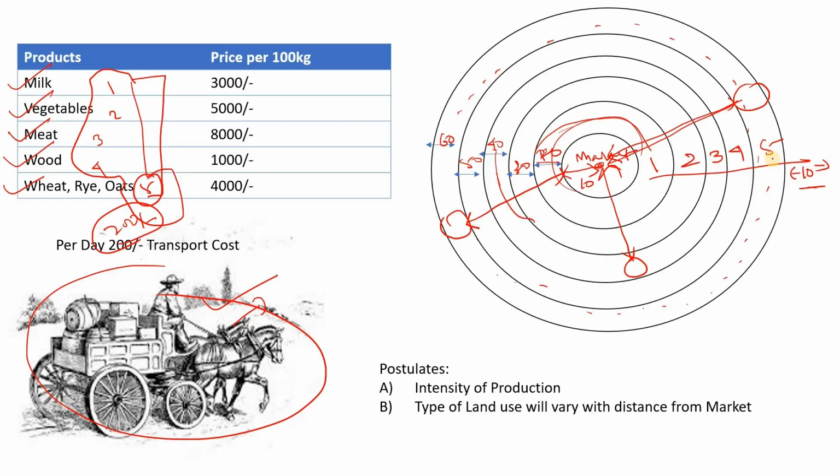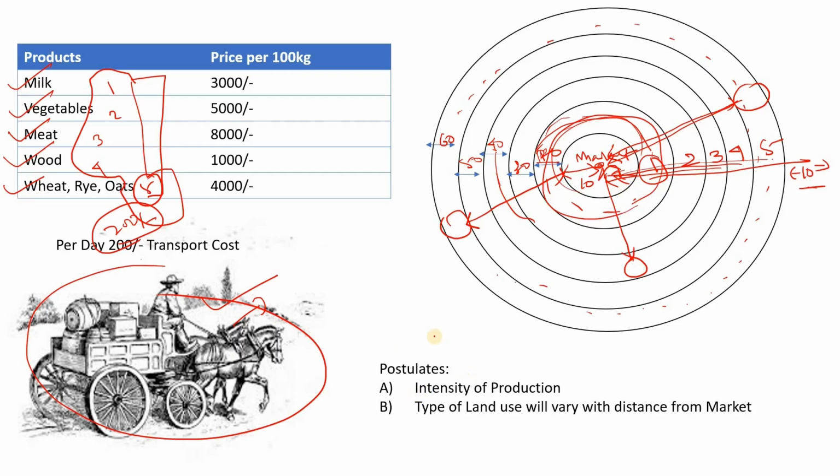So suppose you are in ring 5, you will take 5 days to reach the market. If you are in ring 4, you will take 4 days to reach the market. If you are in ring 3, you will take 3 days. Likewise, suppose you are in the ring 1 area, somewhere here is your farm, then it will take only 1 day to reach the market.